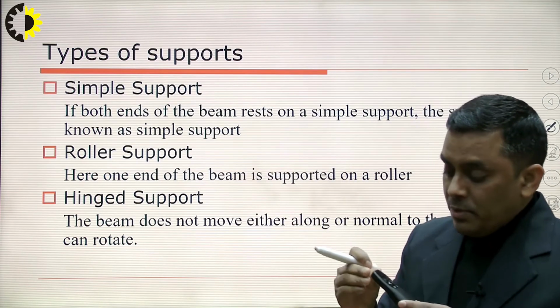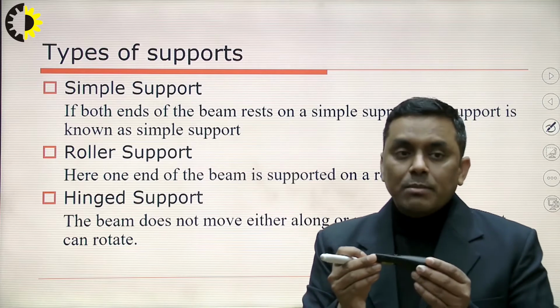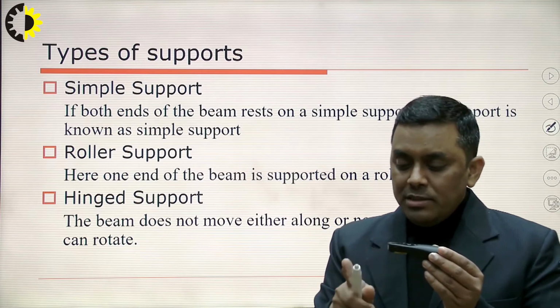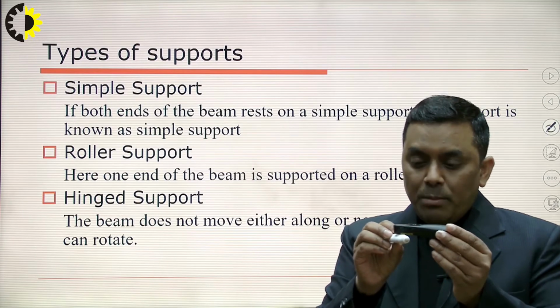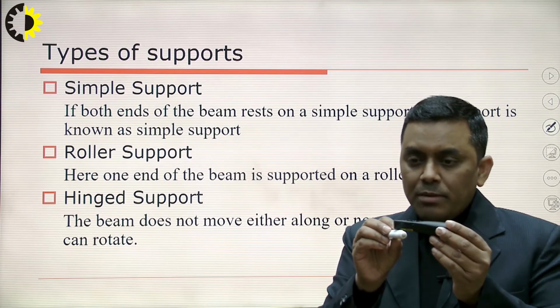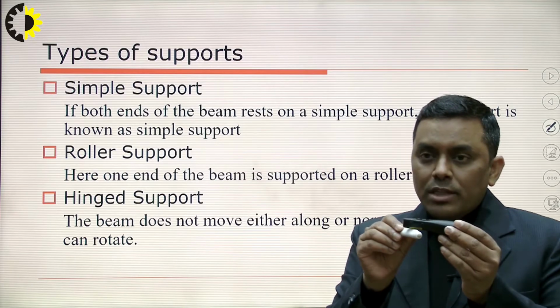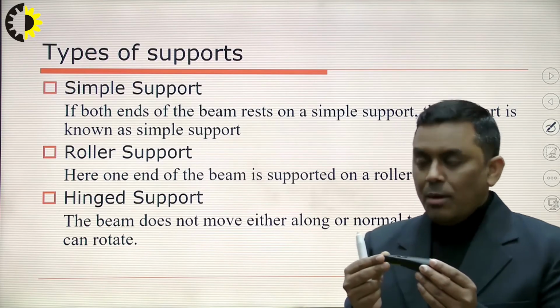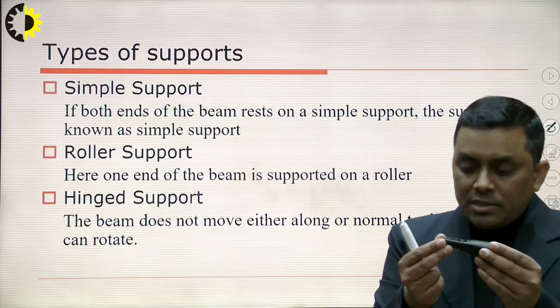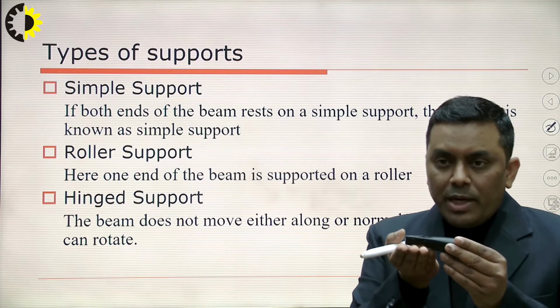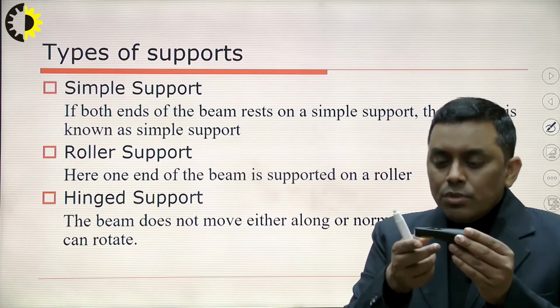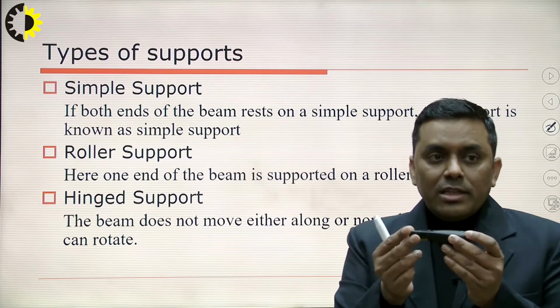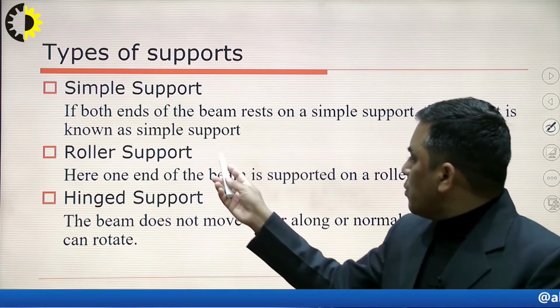Now, if the support is of a specific type, like a roller, and the beam is supported on it, we can consider the example of skates. Below the skates, we find rollers, which are also supporting the load. When this type of arrangement is there, the support is known as roller support.